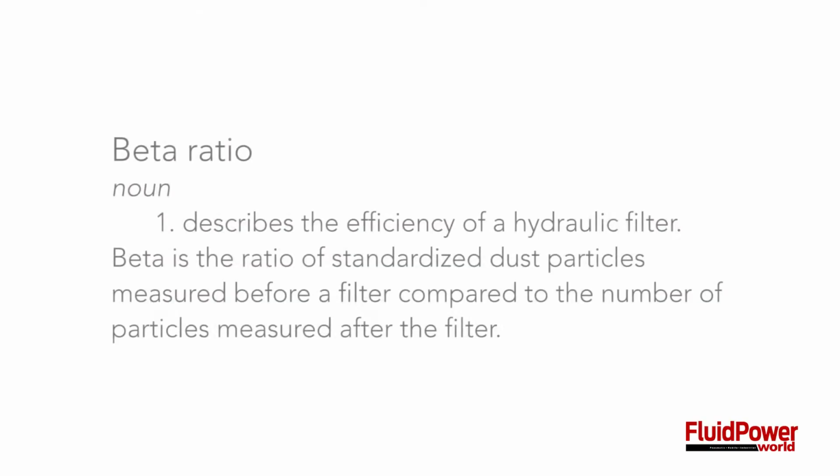Second term is beta ratio. Well, beta ratio describes the efficiency of a hydraulic filter. A beta is the ratio of standardized dust particles measured before a filter compared to the number of particles measured after the filter. The micron rating must be expressed to be valid because every filter has a good beta ratio when you're filtering marbles. If a filter element is a B10-1000, that means that if 1,000 10-micron particles enter the filter, only 1 particle will be measured after the filter.